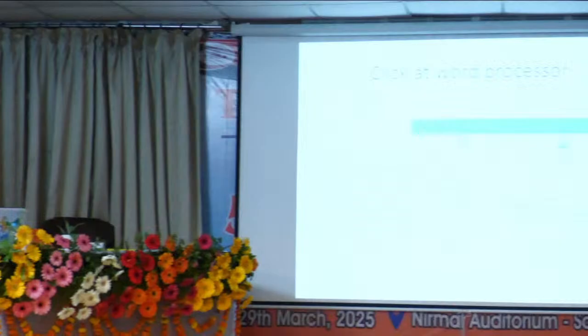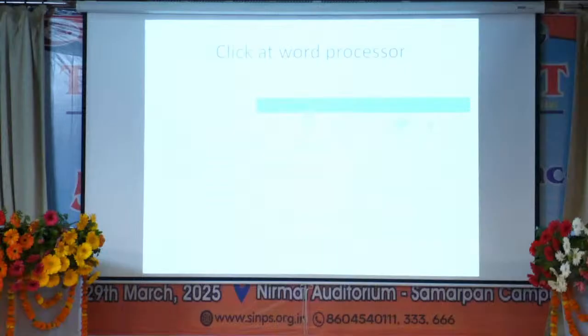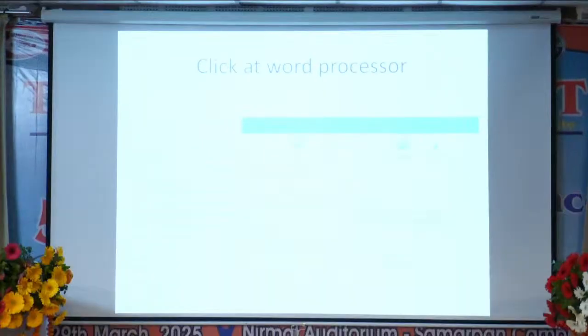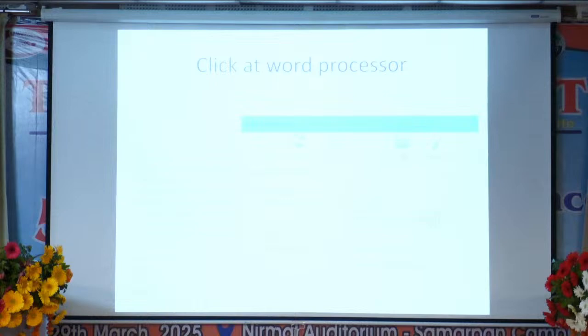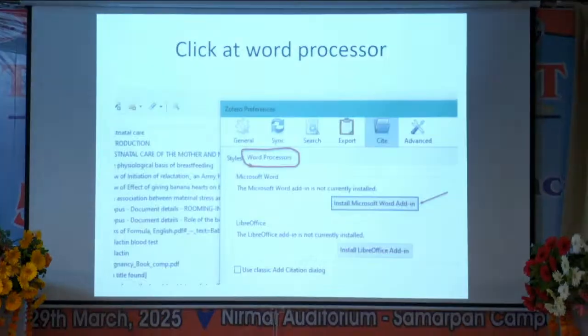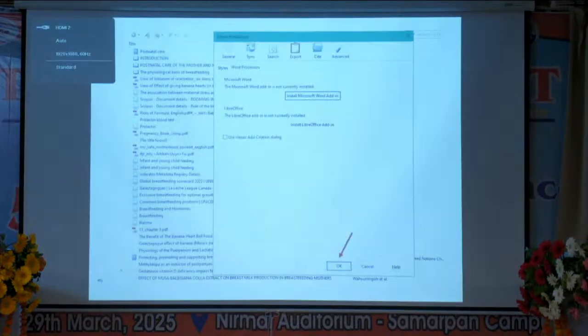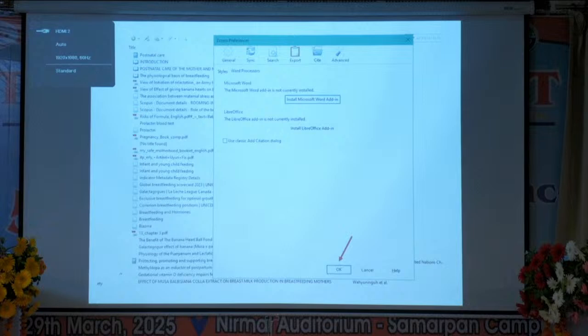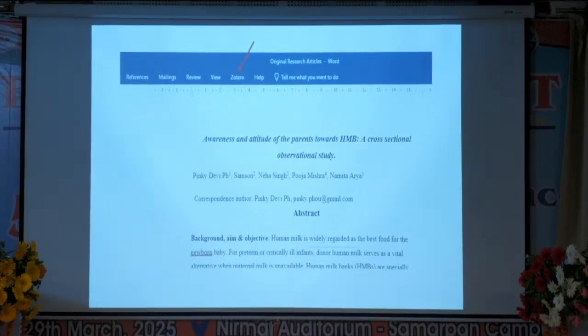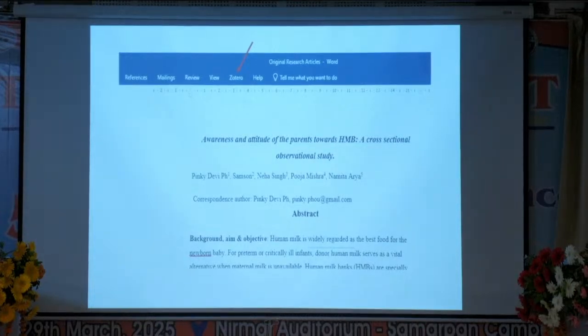After that you need to click to install Microsoft Word. That means your Zotero software and your Microsoft Word will link. Okay, if you click here, after that you need to click this OK. And the home page will show like this. Zotero will appear, okay? So this way, you have to connect. This is the first step.